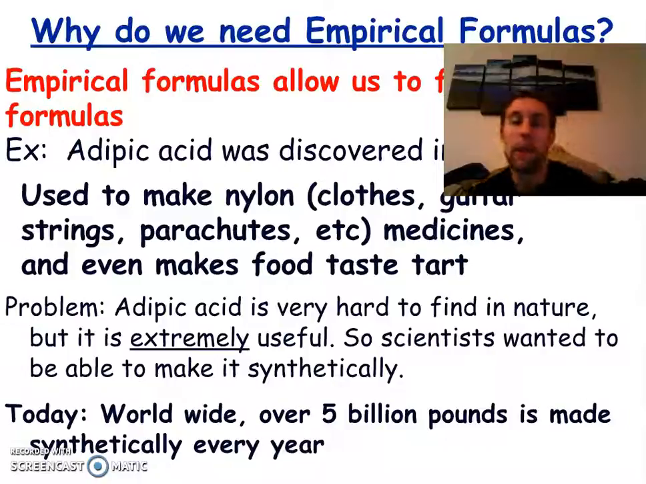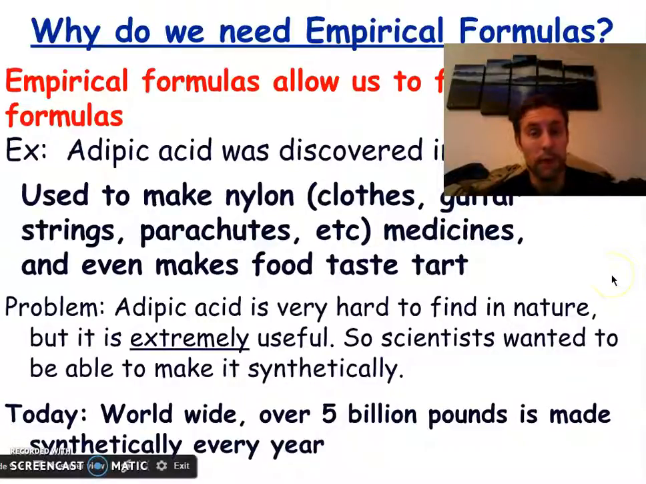So scientists wanted to find a way to make it, but when they find it in the lab, they only get the empirical formula. They need to find the molecular formula to be able to make it. Once they found out how to do that, they were able to produce, well, today over 5 billion pounds is made in a lab. When you make it by hand, by humans, it's called being made synthetically.